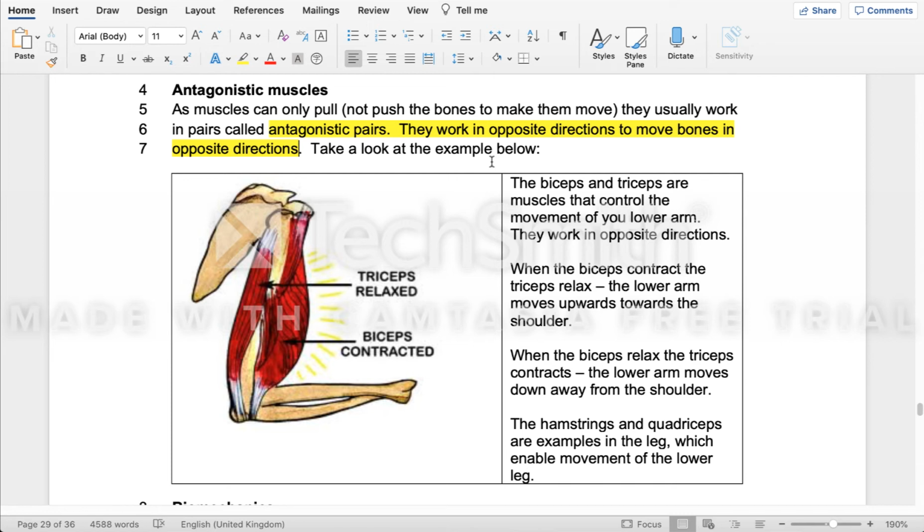As long as you understand that antagonistic pairs are pairs of muscles, two muscles that work together, and they both do opposite things. One muscle will always contract, and if one is contracting, then the other is always relaxing, and vice versa. When one muscle contracts, it means one motion, but if that same muscle relaxes, then it's the opposite motion. It goes in the opposite direction.